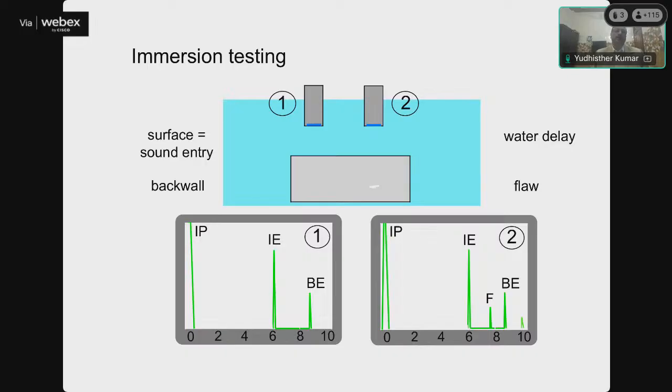So how is the echo reflected? This is the initial pulse, then the interface echo from the water and test object interface. This is the back wall, meaning the back surface of the test object. If there is a defect, between the interface echo and the back wall echo we will observe another echo, which is from the flaw or defect. So this is immersion testing, and how we visualize the different echoes.